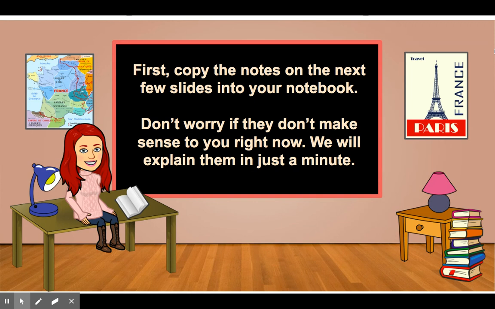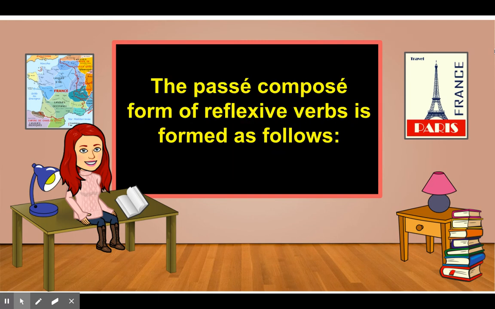So what you're going to do first is you're going to copy the notes on the next few slides into your notebook. I don't want you to worry about whether they make sense as you copy them. Wait until I explain them a minute after that. So I'll give you some time to copy and then I'll explain it to you how it works. So the first thing I want you to write down is the passé composé form of reflexive verbs is formed as follows. So you're going to write that across the top of your page.